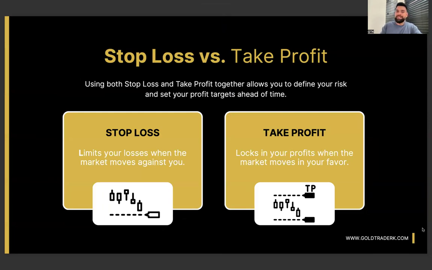So, stop loss versus take profit. Using both stop loss and take profit together allows you to define your risk and set your profit targets ahead of time. Stop loss limits your losses when the market moves against you. Take profit locks in your profits when the market moves in your favor.